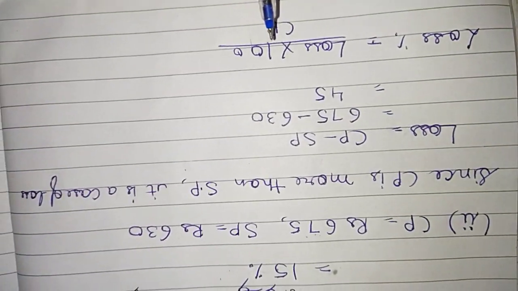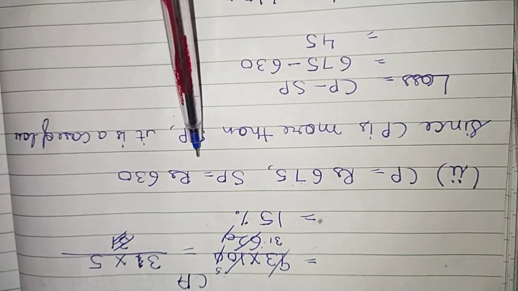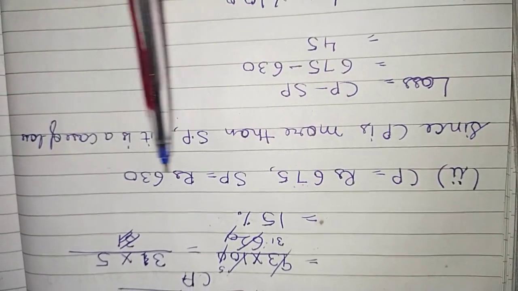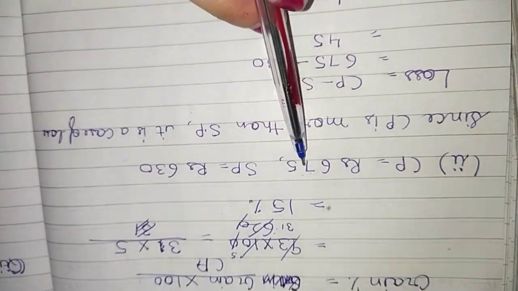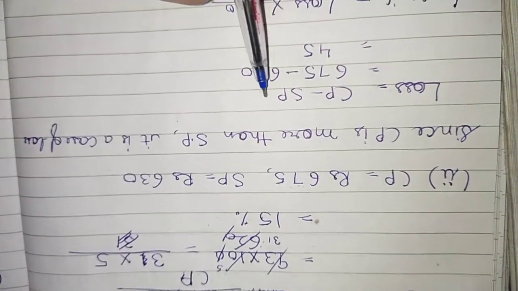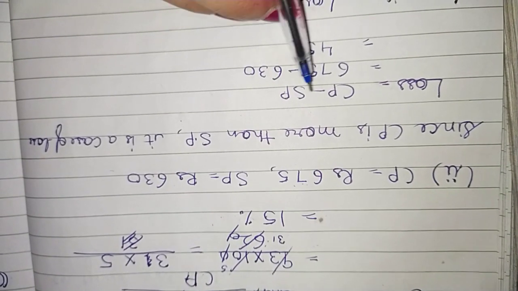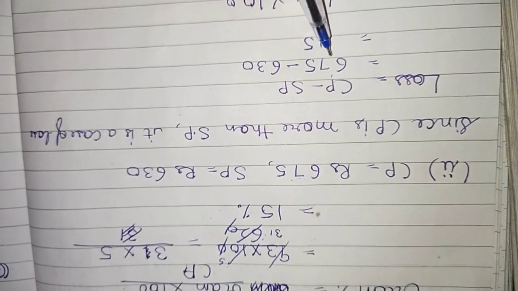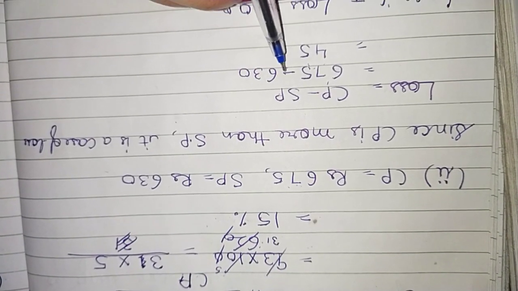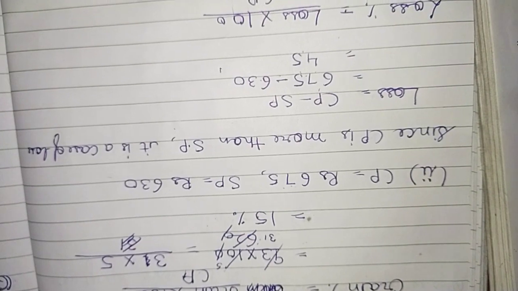The second part of this question is: cost price is rupees 675, selling price is rupees 630. Now you can see that the cost price is more than the selling price, then it is a case of loss, and loss can be found by subtracting the selling price from the cost price. That is equal to 675 minus 630, that is equal to 45. The loss is rupees 45.